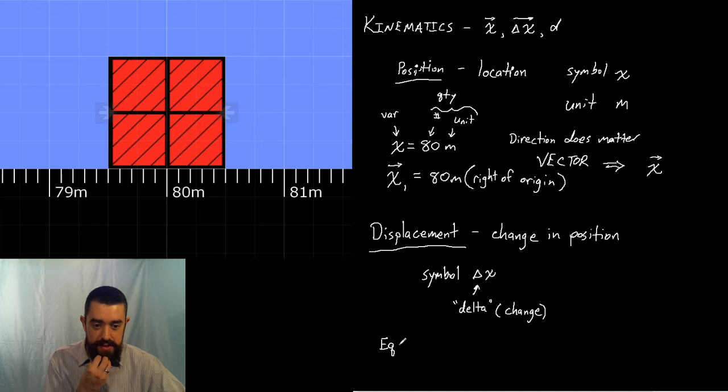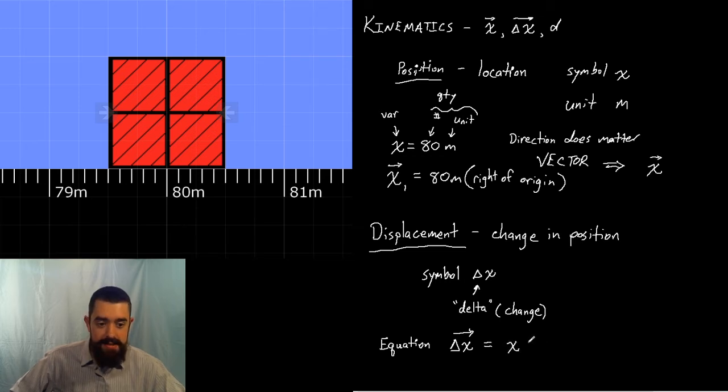Based on this definition, the equation for a displacement would be delta x, a vector quantity, is a later position minus an earlier position. So let's call this x, a later position, minus an earlier position. And for this I can put a little x0. So this just means initial or earlier.